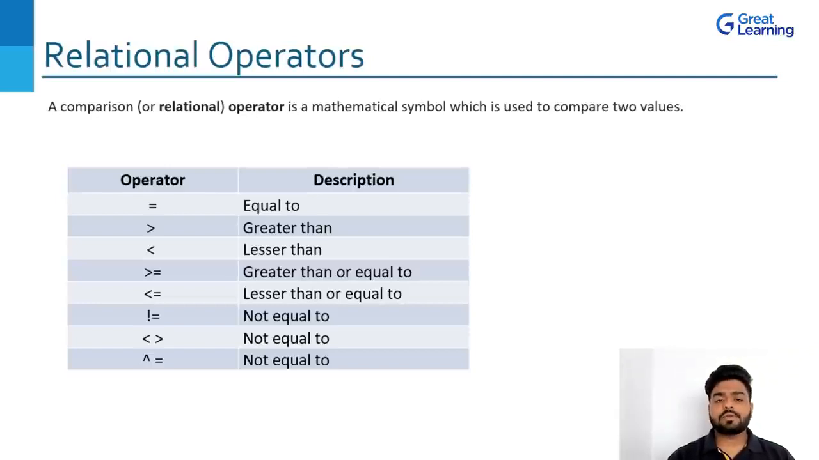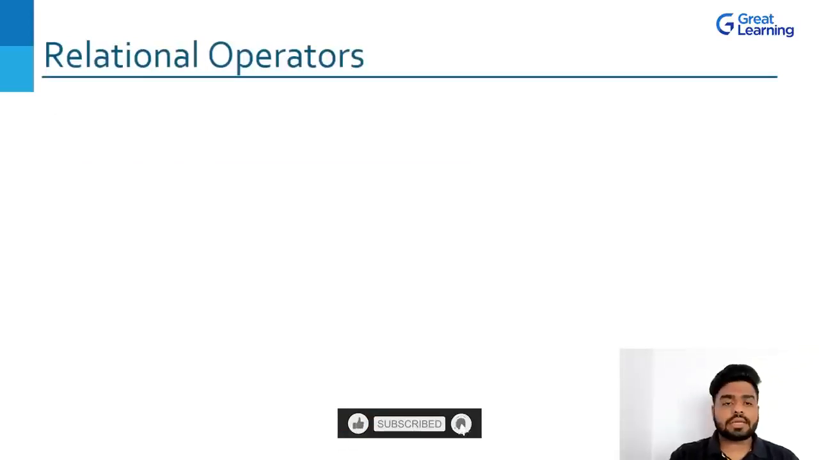We also have not equal to with 3 symbols, so don't get confused. In Oracle, not equal to is denoted by exclamation mark equal to, or less than and greater than together, or the caret and equal to together. These all 3 symbols are nothing but not equal to, so don't get confused. And these relational operators are usually used when you are comparing 2 values in a condition, correct? I'll show you some examples also.